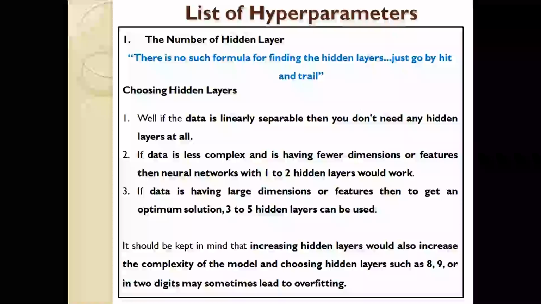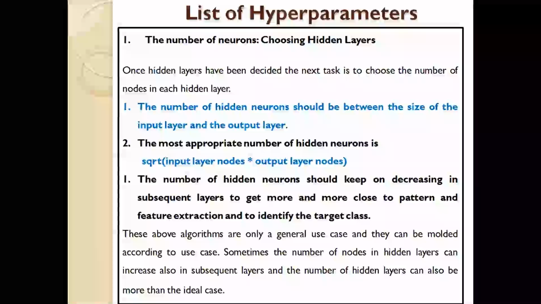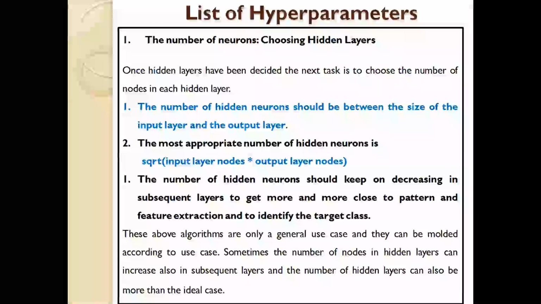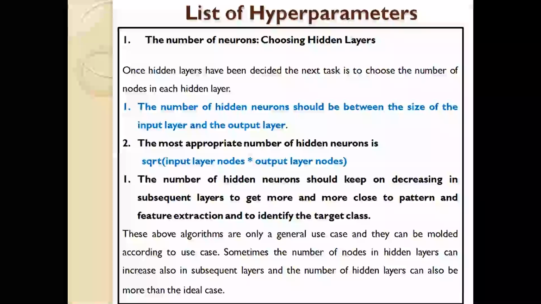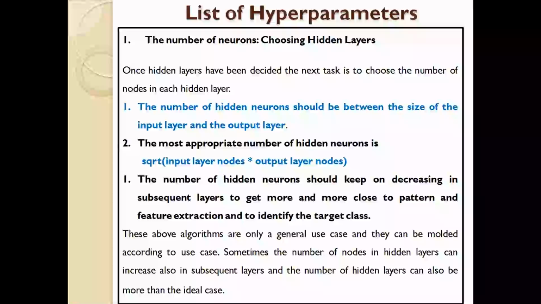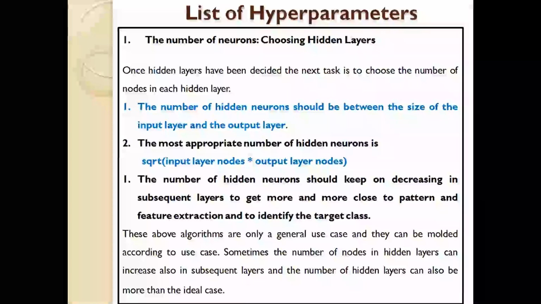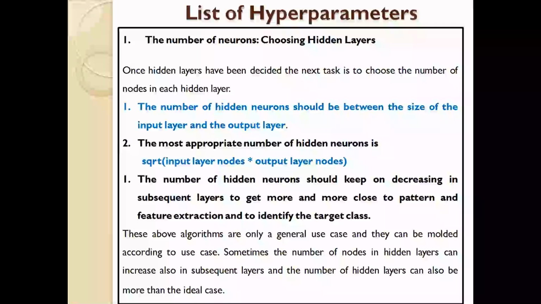Scientists have given this kind of guidance: the number of hidden neurons should be based on the size of the input layer and the output layer. The number of hidden neurons in the network should be the square root of the number of input layer nodes and output layer nodes, and so on.